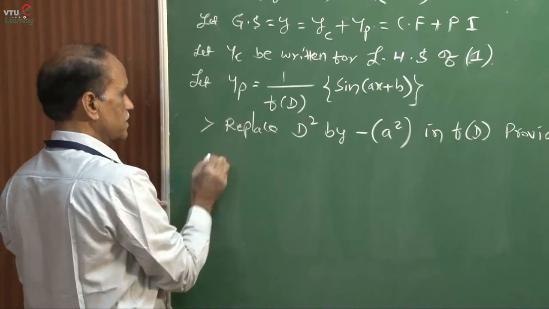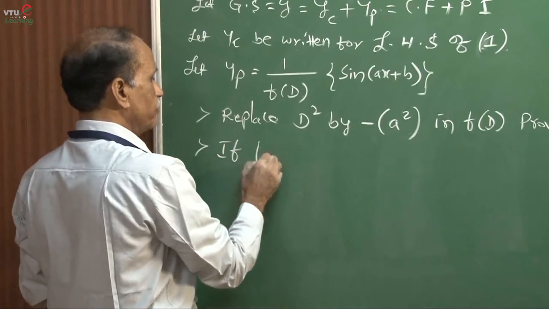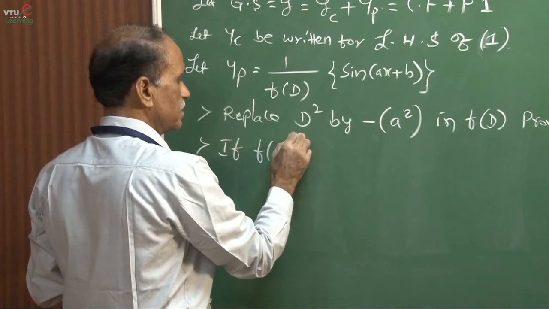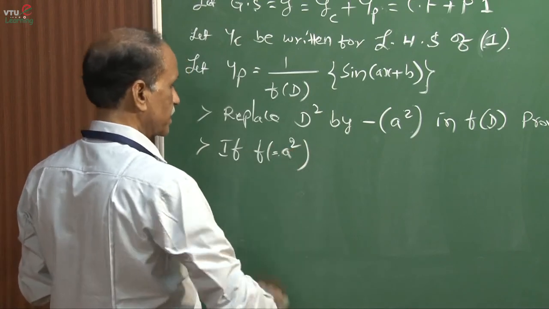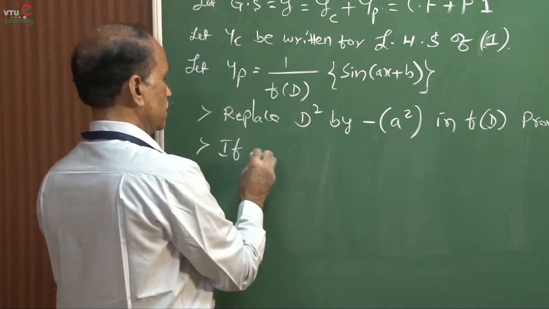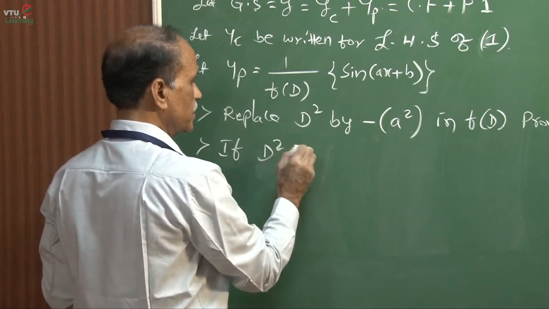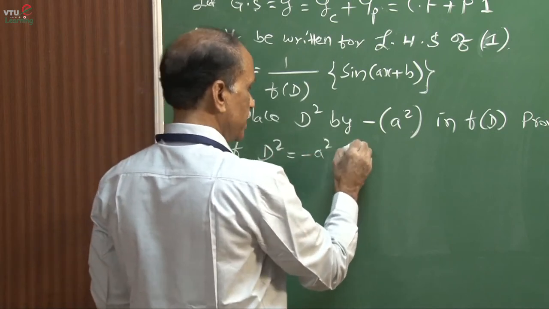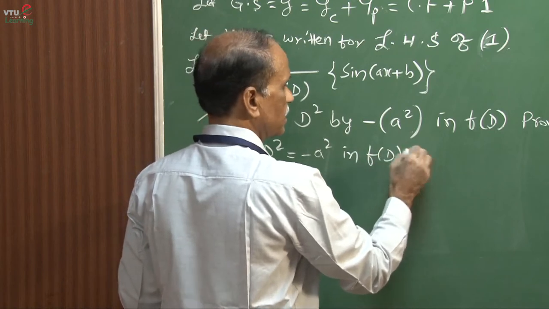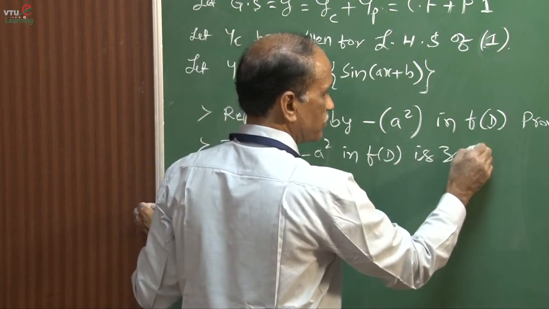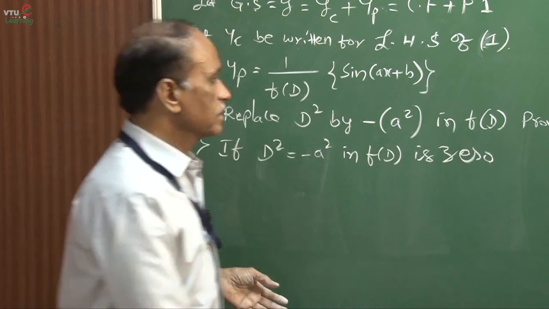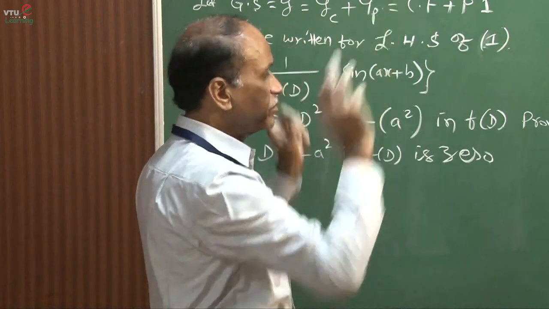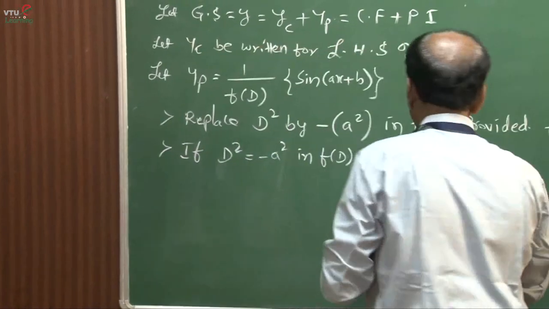This is one case. Next, if f(-a square), that is actually, you have to write, if D square is equal to minus a square in f(D) is 0. Suppose you replace, and then if you get it as 0, then the same procedure that you adopted in the previous one, you have to do.